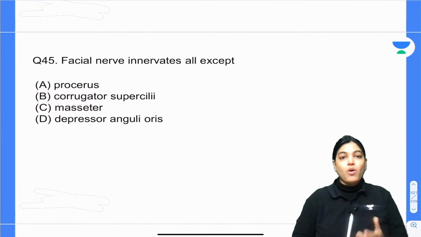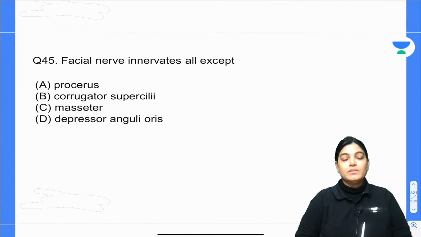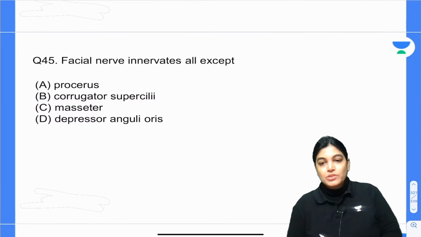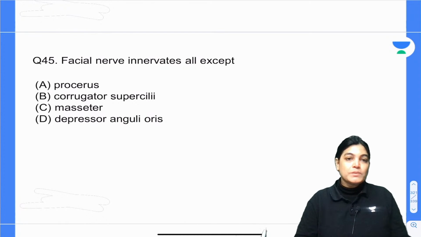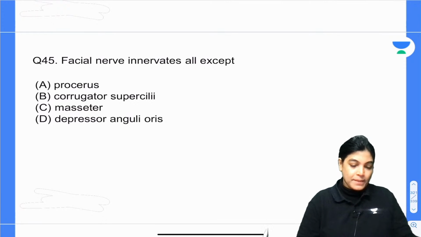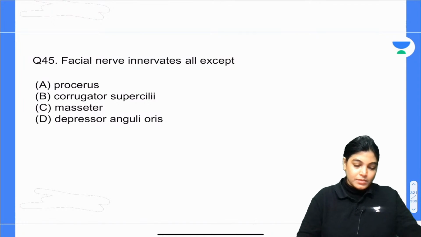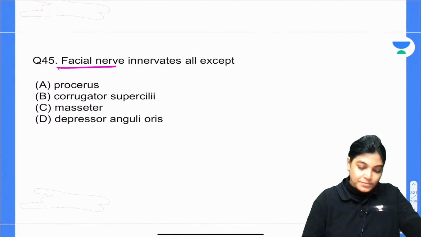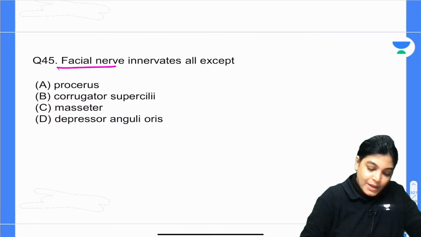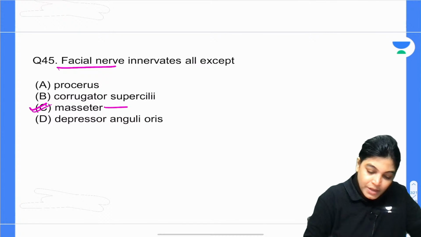Facial nerve innervates all of the following muscles except. The facial nerve gives innervation to all the muscles except: procerus, corrugator supercilii, masseter muscle or depressor anguli oris. Which is the correct answer? This is an easy one. Actually, the correct answer is masseter. Why? Can you tell me?